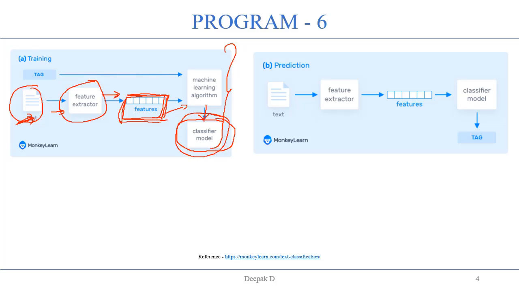The next step: once it is trained with enough training samples, the machine learning model can begin to make predictions. The same feature extractor is used to transform the unseen text into a feature set, which can be fed into the classification model, which in turn will predict the output or target values, sometimes called tags.